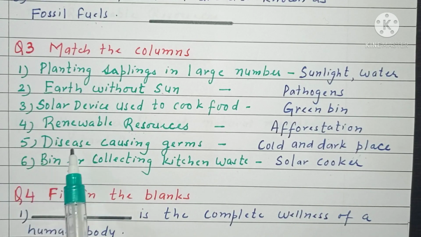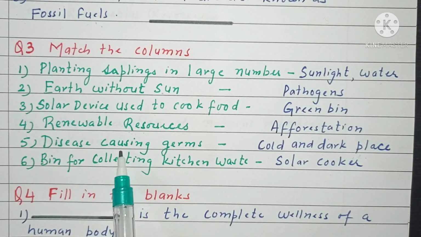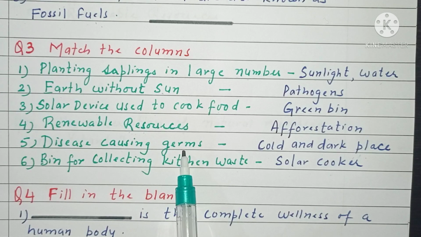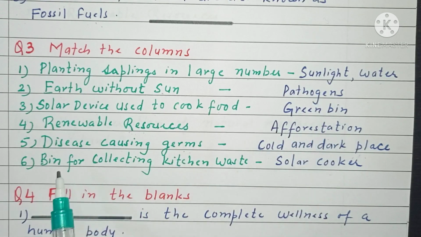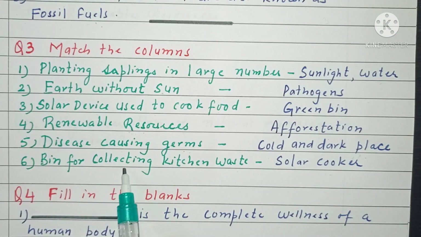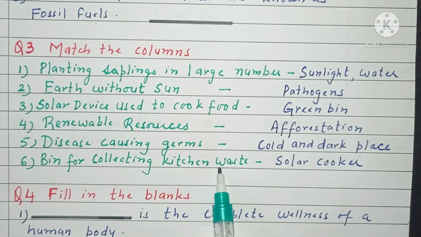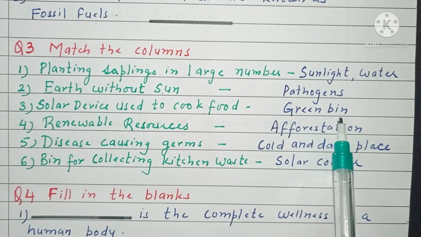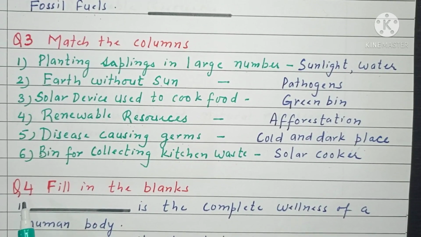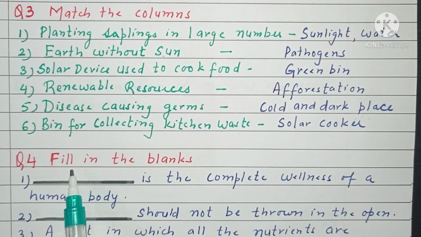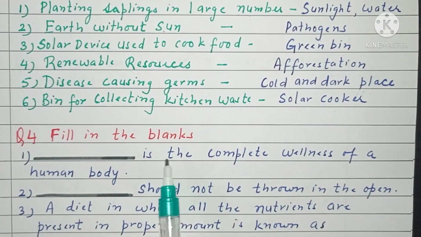And number 5, what do we call the disease causing germs? The name given to disease causing germs is pathogens. And the color of the bin for collecting the organic, that is the kitchen waste, is the green bin. And now we'll be discussing the fill in the blanks.